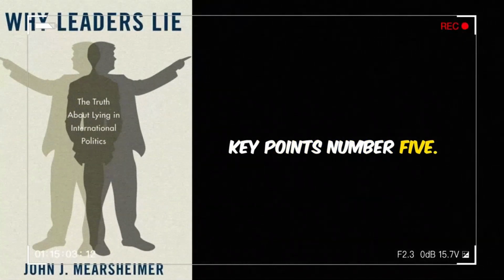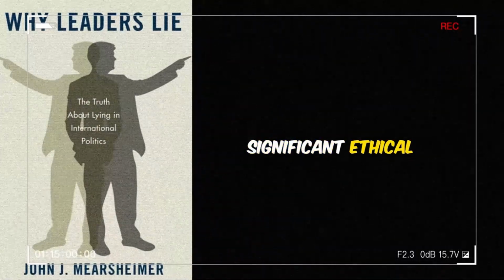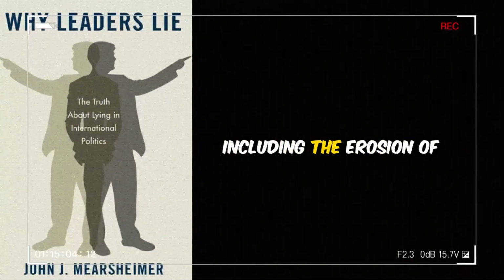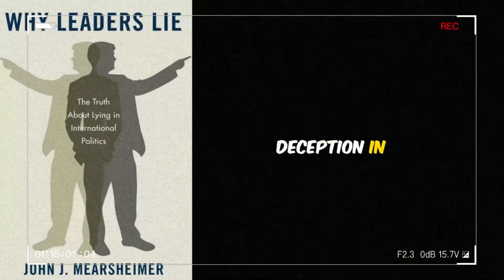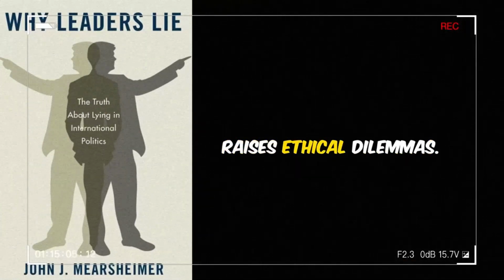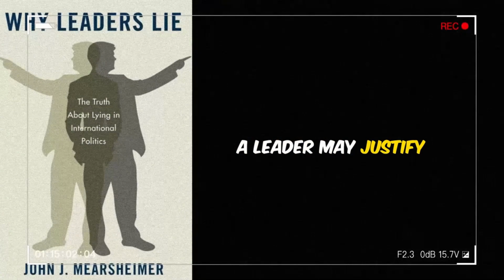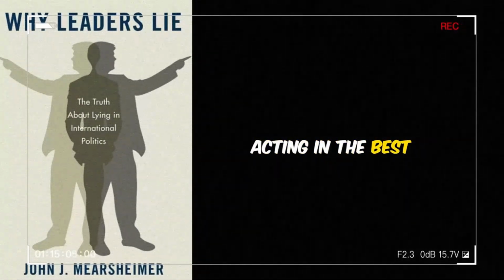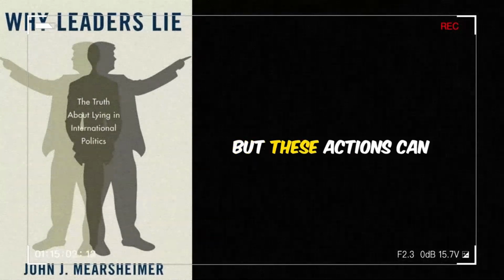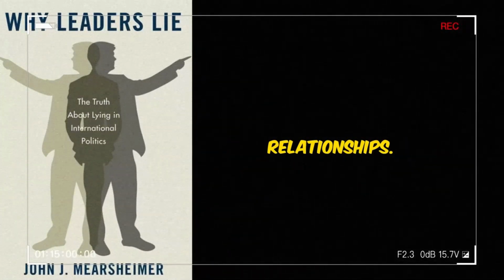Key point number 5. Deception can have significant ethical implications, including the erosion of trust and transparency. Deception in international politics raises ethical dilemmas. For instance, a leader may justify deceptive actions by arguing that they are acting in the best interest of their country, but these actions can undermine trust in leadership and damage international relationships.